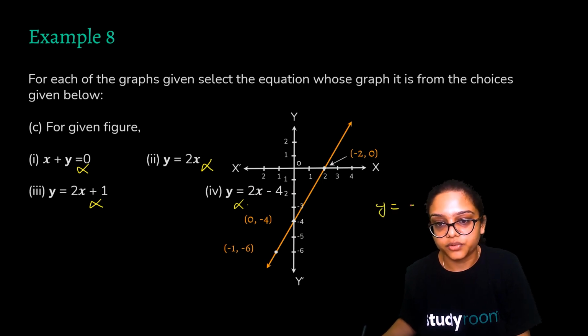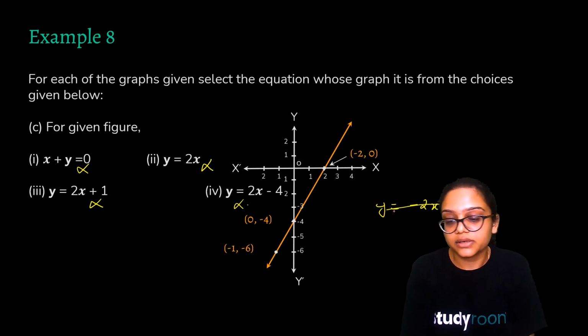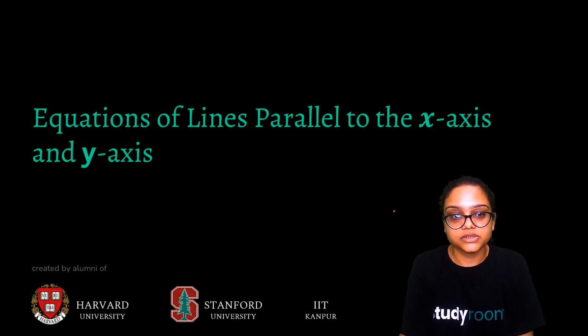The correct equation would be y equals minus 2x minus 4. So when we put 0, it's minus 4. When we put minus 1, it's 6. No, this is also not the correct equation. So none of the equations would be correct. Let's move on from this question.